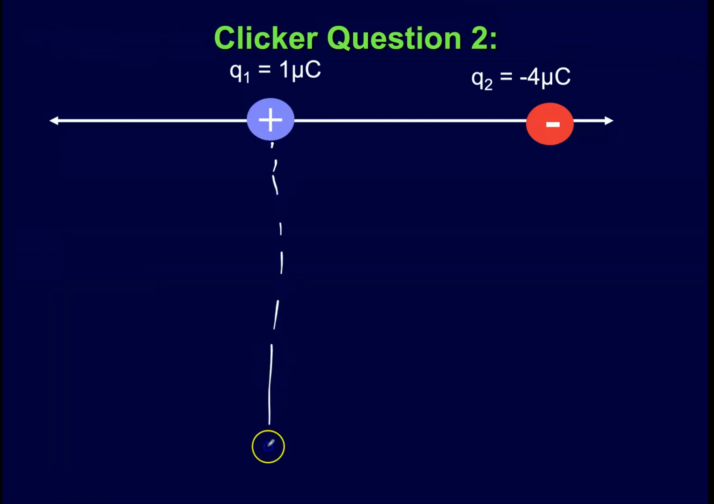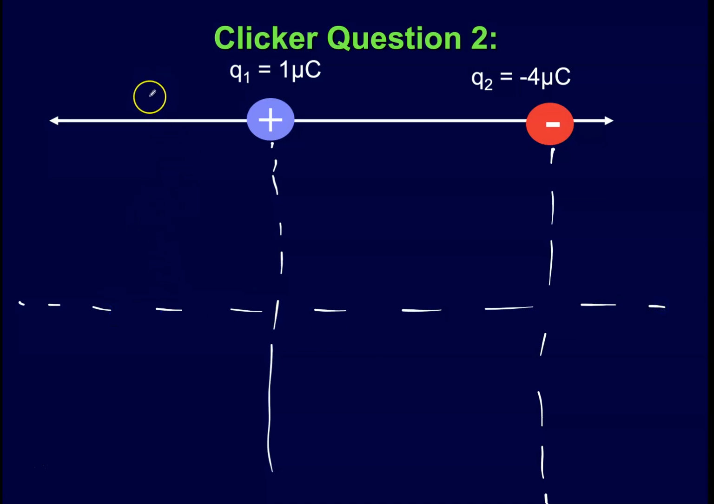I'm going to draw a couple of regions here. Suppose we put our charge right here, or right here, or right over here. So these are the three cases: number 1, charge right there, number 2, charge right there, and number 3, charge right there. This is the region where we're dealing with a positive charge, and this is the region where we're dealing with a negative charge.